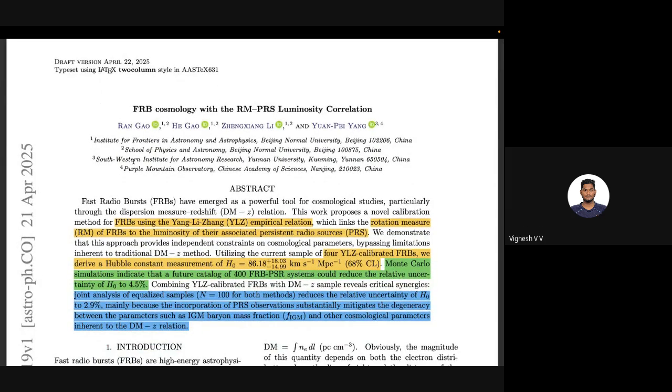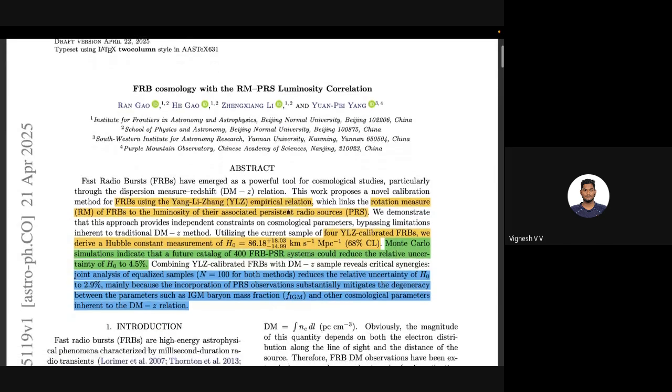So basically, if you follow FRB science, they use a traditional method where they calculate H naught from the dispersion measure and redshift relationship. Here they have proposed a novel technique where they use this so-called YLZ relation, which is an empirical relationship between the rotation measure of the FRB and the luminosity of the PRS.